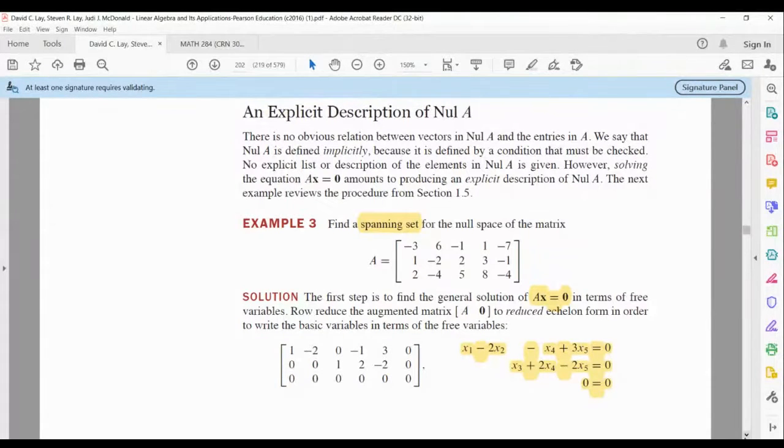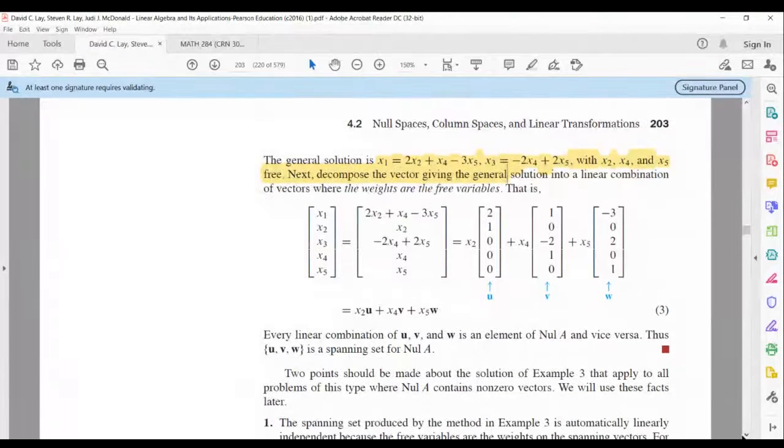So now we can express the vector x as a linear combination of vectors u, v, and w. And so every linear combination of u, v, and w is an element in the null space. Thus, those vectors u, v, and w form a spanning set for the null space of A.